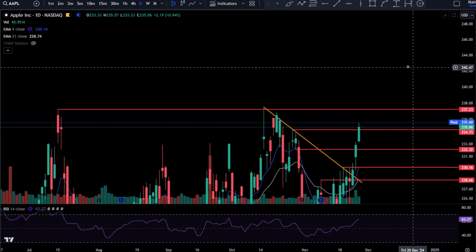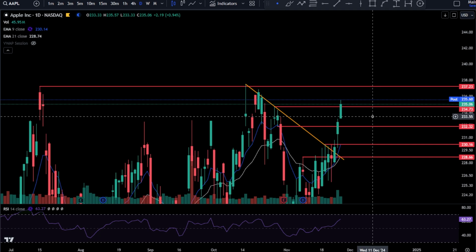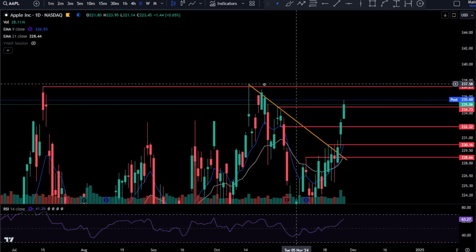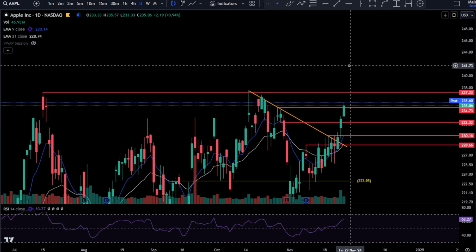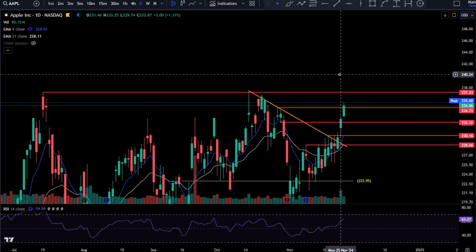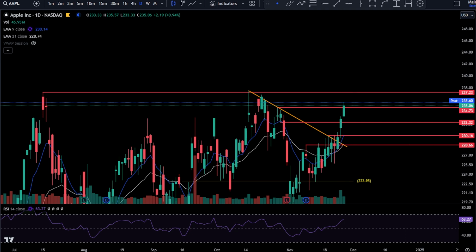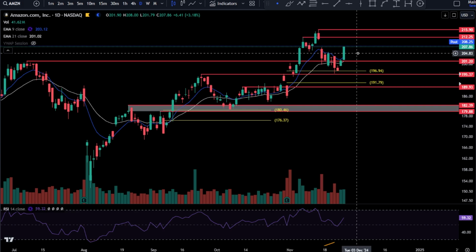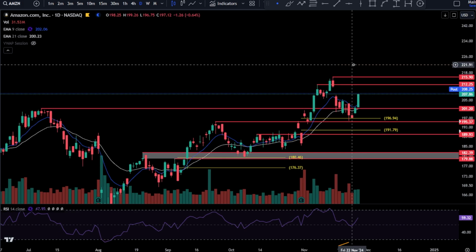Your support is going to be 234.73 and 232.32. But I do think we're going to be focused on that 237.23 level. I think that's what's going to be hit over the coming trading sessions. It's definitely showing the strength compared to its brothers. Amazon is another one showing the strength compared to its brothers.